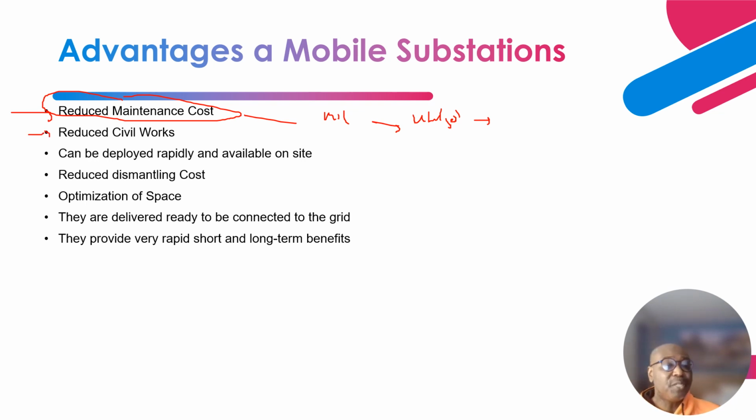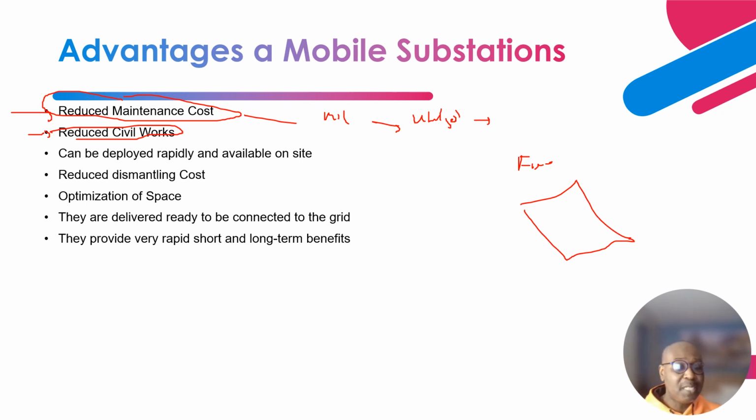The next one is reduce the support works, because with the traditional one, the fixed transformer, you need space for it, right? You need to dig the foundation, put in ground mat and all those connections, right? But with this, everything is on the flatbed on the way, right? So you reduce the support works that are required for the fixed-bottom transformer.